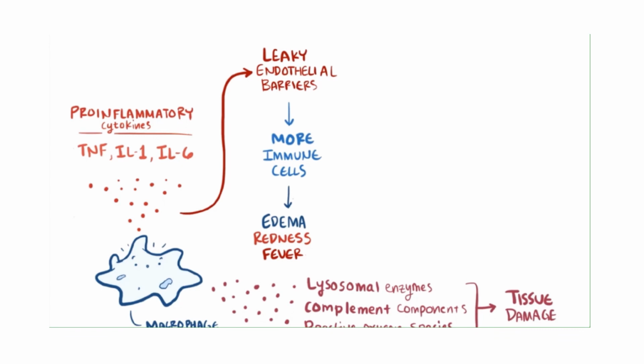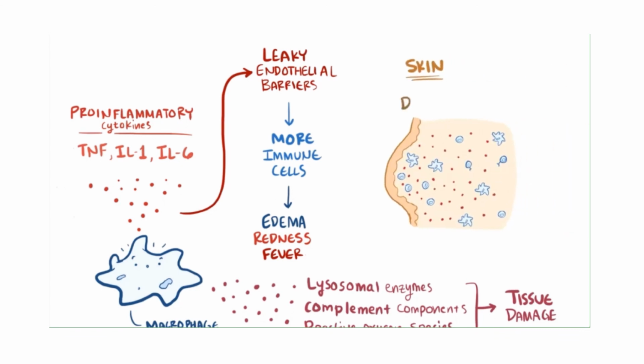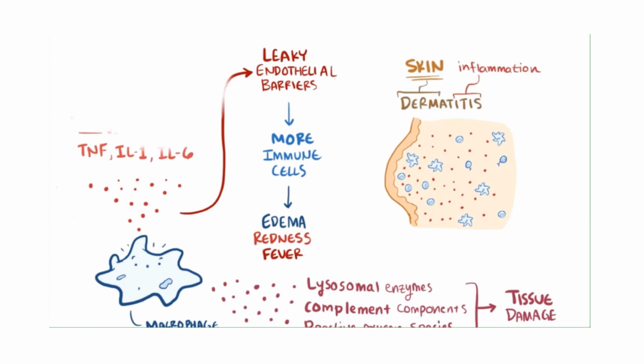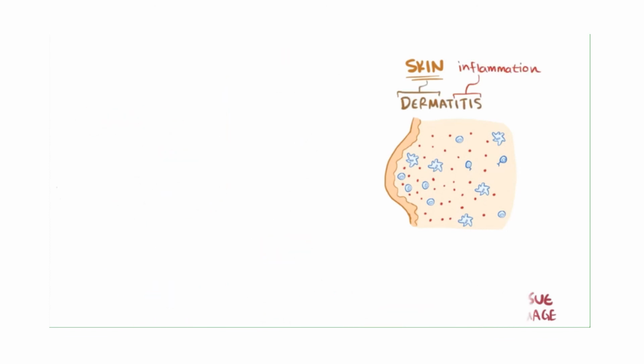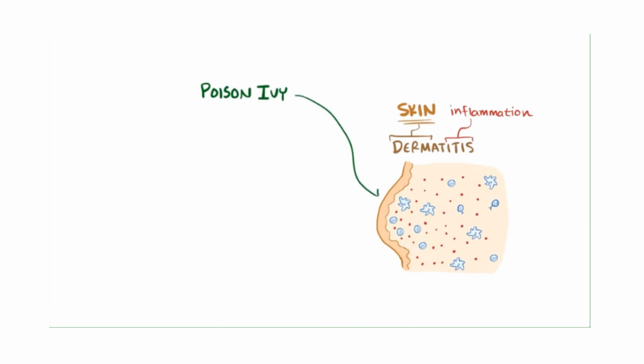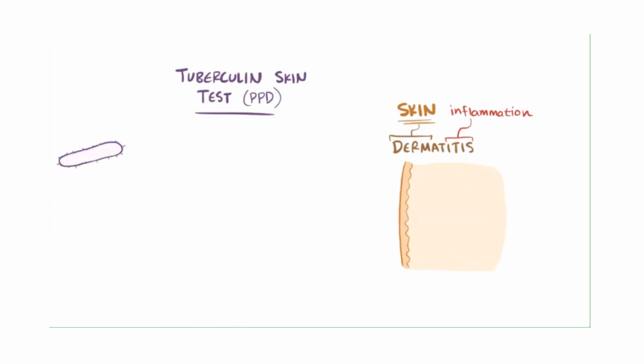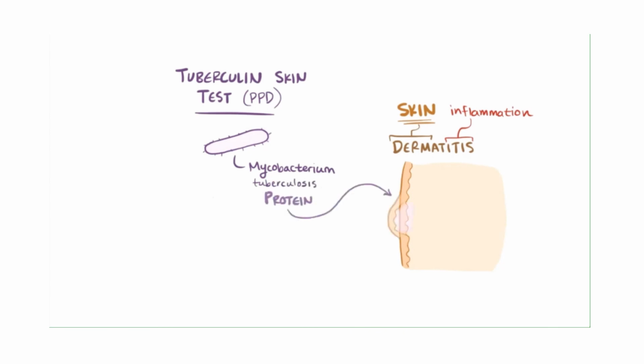In the case of poison ivy, since this is all going on in the skin, it's called dermatitis, inflammation of the skin. This kind of contact dermatitis rash doesn't only happen from poison ivy, though. It can also happen in some people in response to wearing nickel, which is often found in earrings and necklaces. And another classic example is a tuberculin skin test, sometimes called a PPD, which is where a protein from the bacteria Mycobacterium tuberculosis is injected into the skin.